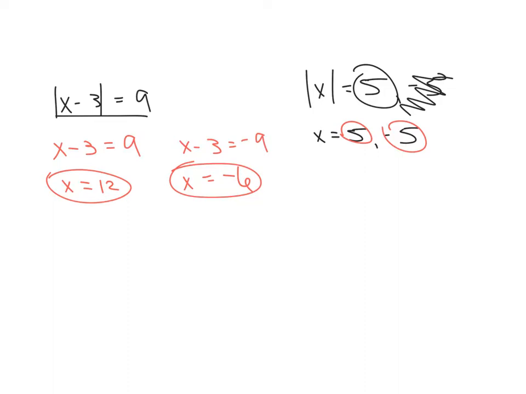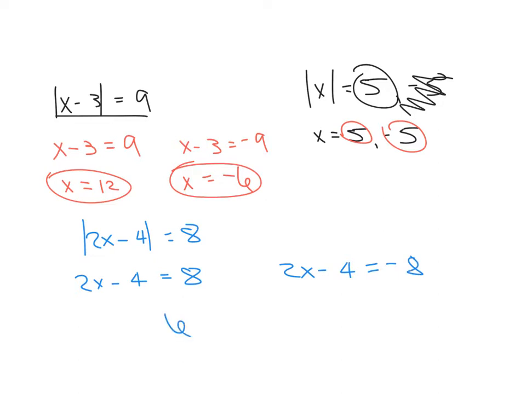Now, if you look at B in example 6, we have the absolute value of 2x minus 4 equals 8. Which means, again, we're going to take the absolute value sign off and set it equal to +8, and then set it equal to -8. Solve for x, and we get 6 and -2 for our answer.